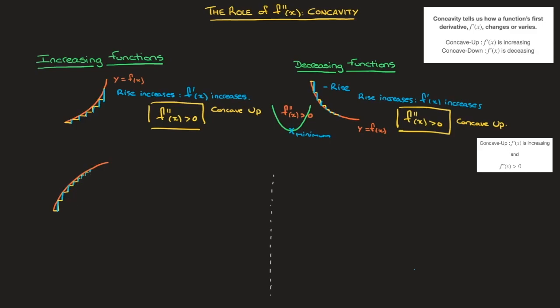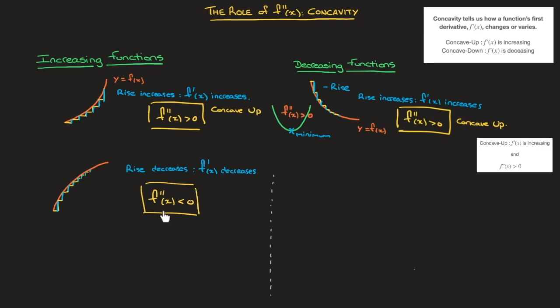What that tells us here is that the rise is decreasing. So I'll just write rise decreases. And just as before, since we think of the gradient as the rise over the run, since the rise is decreasing, the gradient is decreasing, and therefore the first derivative f dash of x decreases. And since the first derivative is decreasing, the second derivative f dash dash of x must be negative. And I'll go ahead and box that result.